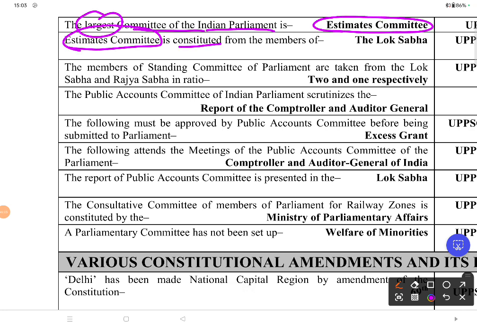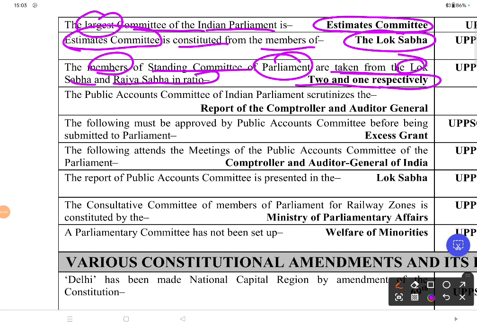Estimates Committee is constituted from the members of Lok Sabha. The members of Standing Committee of Parliament are taken from the Lok Sabha and Rajya Sabha in the ratio 2 and 1 respectively. The Public Accounts Committee of Indian Parliament scrutinizes the report of the Comptroller and Auditor General.